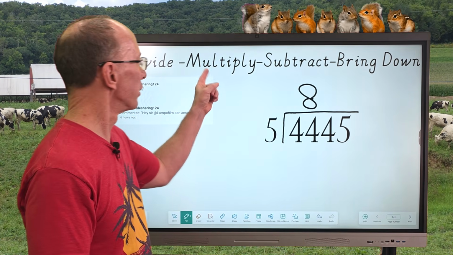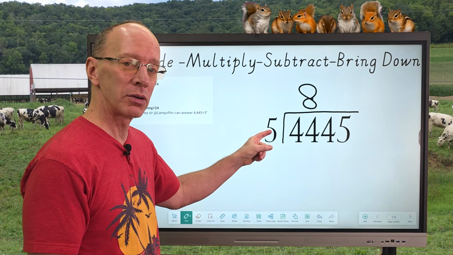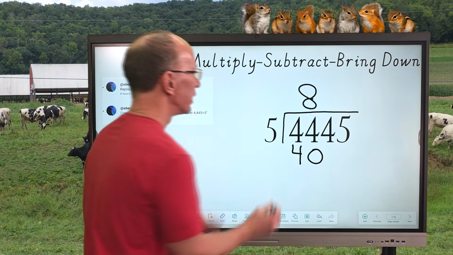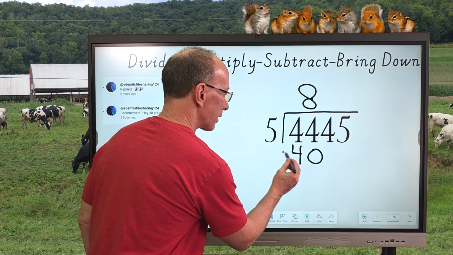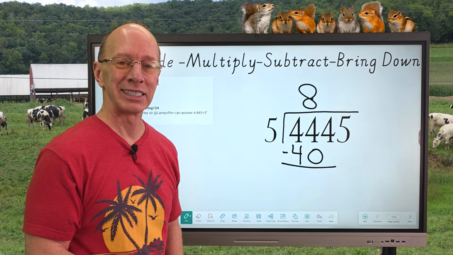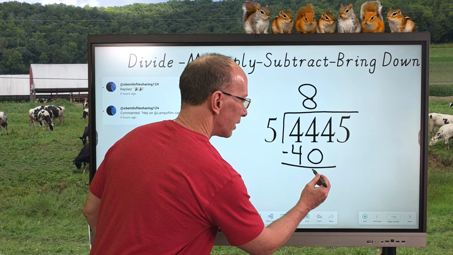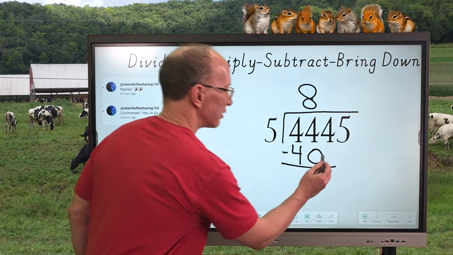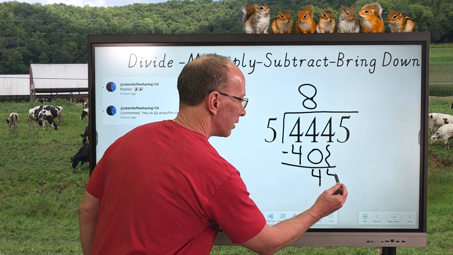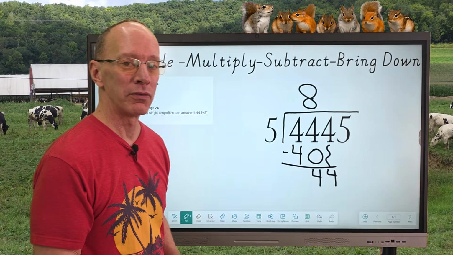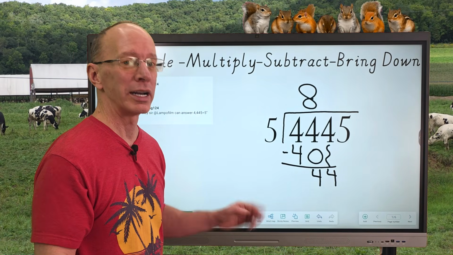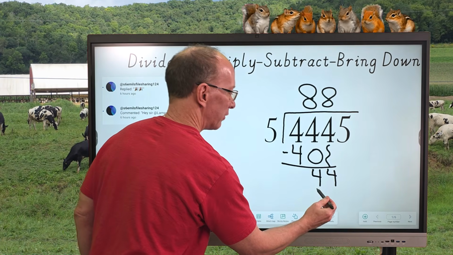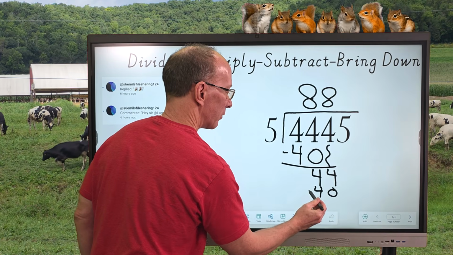And then our next step is to multiply. So it's 8 times 5 equals 40. So I'm going to put 40 right here. And then our next step is subtract. And 4 minus 0 is 4. And then what's the next step? Bring it down. We bring the next number down, just like here. Boom, right there. And again, I have the number 44. How many times can I put 5 into 44? 8 times. So I'm going to put the 8 right here. 8 times 5 is 40. And then we're going to subtract.